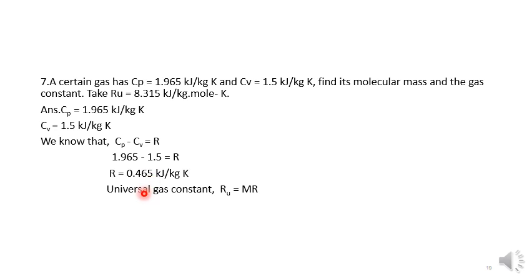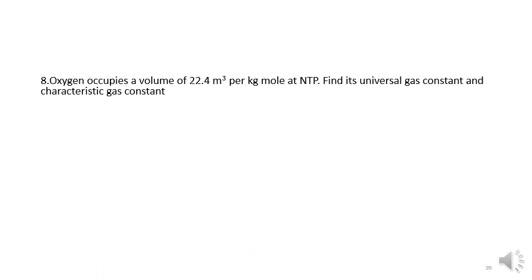Next, coming to the universal gas constant, Ru is equal to m into R. We are given the Ru value in the data and we got the value of R. So we want to calculate the molecular mass M. So M is equal to Ru by R. Bringing this R to the left hand side, it becomes M is equal to Ru by R. So 8.315 divided by 0.465 is 18. So molecular mass is equal to 18, and the gas constant is the R value we obtained. So next problem.